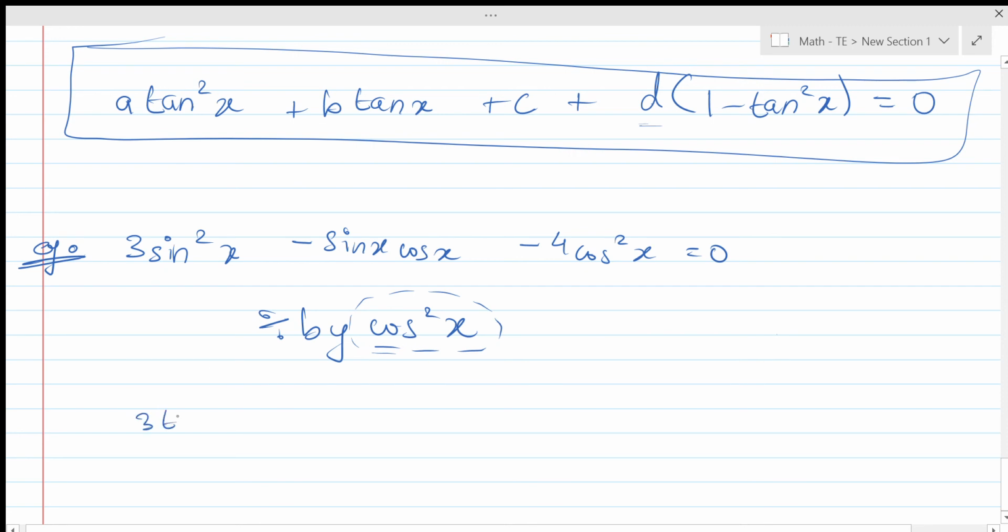So this becomes 3 tan square x minus tan x minus 4 is equal to 0. There you go, quite very simple. Let tan x be t. 3t square minus t minus 4 is equal to 0. And this can be split as (3t minus 4)(t plus 1) is equal to 0. So t is equal to minus 1 or t is equal to 4 by 3.